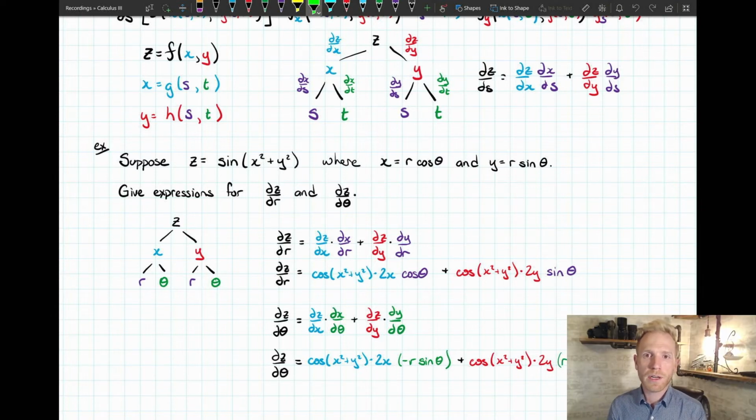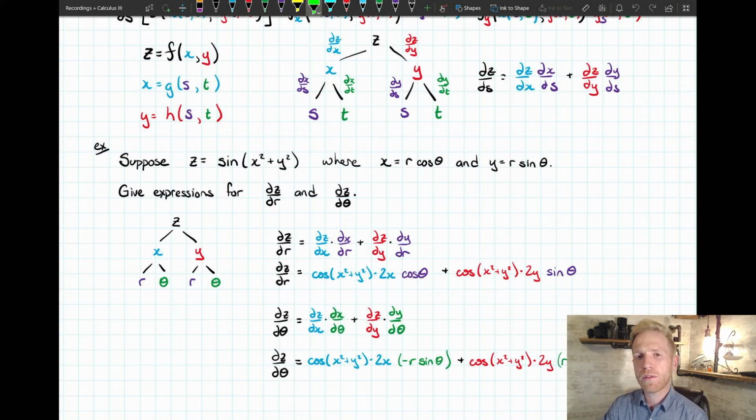And once again, if you're interested in simplifying this, you could try plugging in your formulas r cosine theta and r sine theta for x and y. Plug all of that in and simplify, and you might be able to get a better expression out of this. But this is essentially what you get when you just apply the multivariable chain rule as is without simplifying.